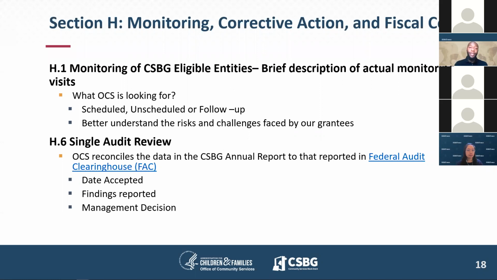In H2 through H5, it is reporting on the corrective action and the QIPs within your state, which is self-explanatory, but I do want to highlight H6 single audit review a little bit more in detail. In this single audit review, we're looking at the Federal Audit Clearinghouse to reconcile what is reported when we are reviewing the CSBG annual report. What we're looking for as part of our review is that everyone that is supposed to have an audit had one completed, that those things are being reported and include all those findings.